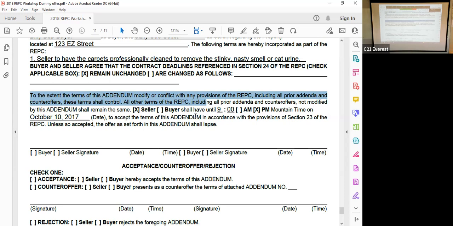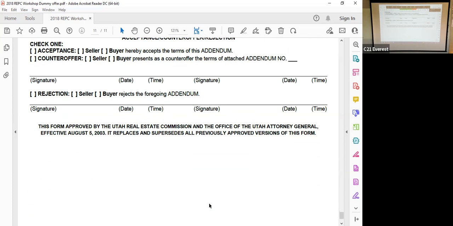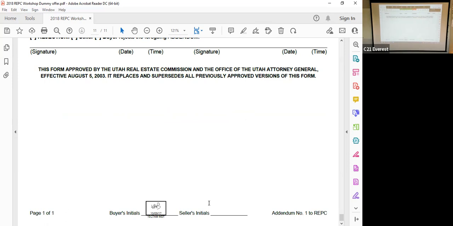So before they accept anything, you just have to send all those over. Correct, yeah, as long as this got there before they accepted anything, then it would, because to the extent the terms of this addendum modify or conflict, this one controls. Make sense? Yeah. All right. Any other questions, thoughts, comments, concerns?